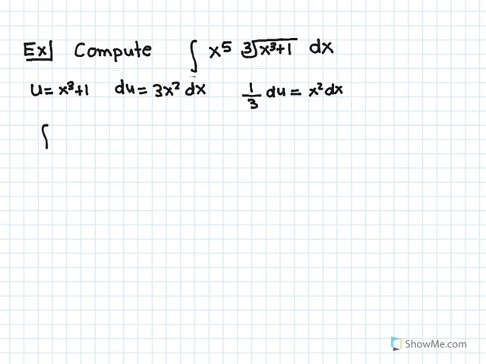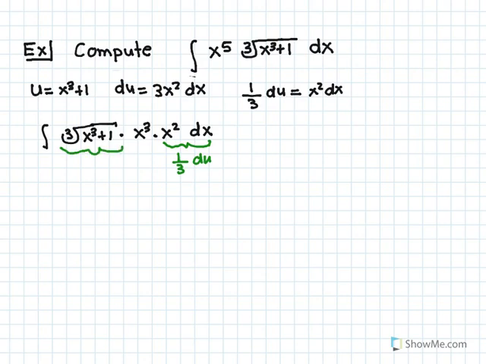Let's rewrite this integral as the third root of x cubed plus 1, times x cubed, times x squared dx. Now we can see how x squared dx, this part, can be replaced by 1/3 du. This part of the integrand is just going to be the third root of u. But the question is, what do we do about x cubed? How can we replace that?